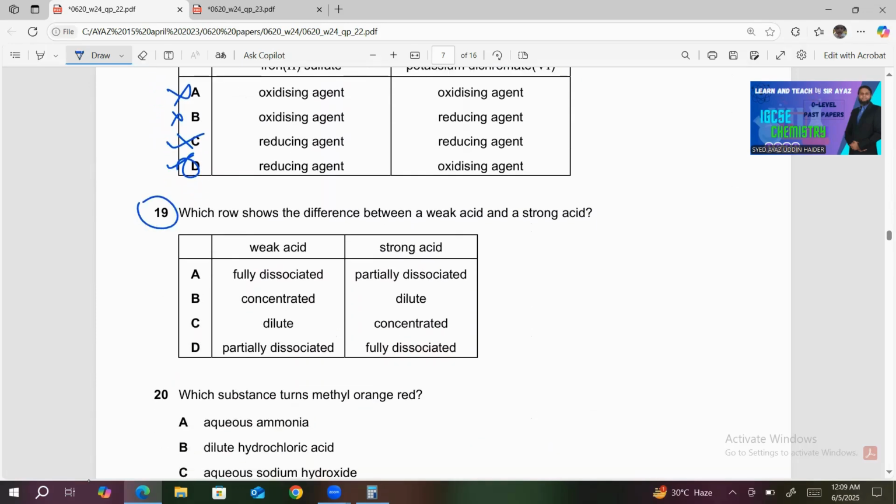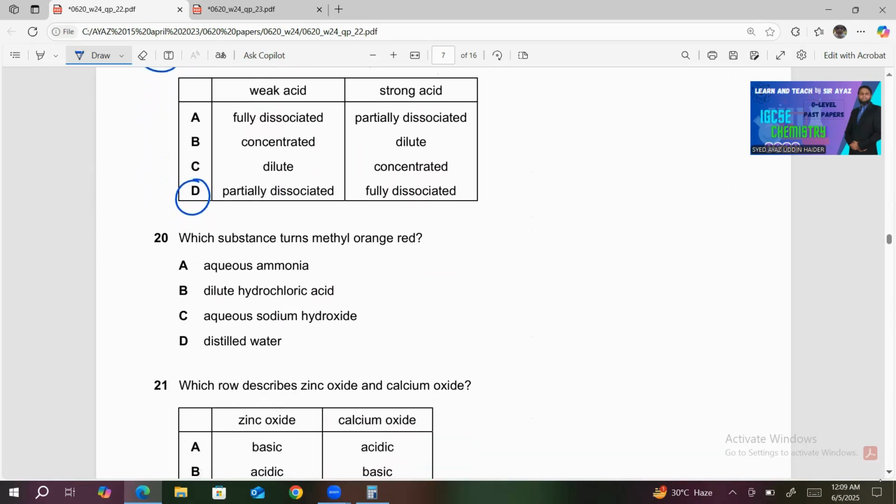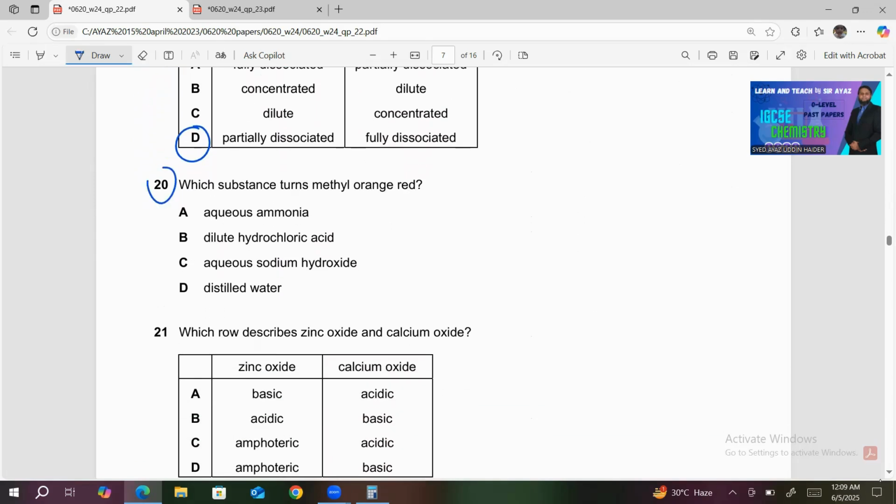Number 19. Which row shows the difference between a weak acid and a strong acid? A weak acid never dissociates fully. It will dissociate partially, and a strong acid dissociates fully. So D must be the right answer in this case. No need to look at the other choices. 20. Which substance turns methyl orange red? It will turn red with acid. So B must be the right answer in this case.